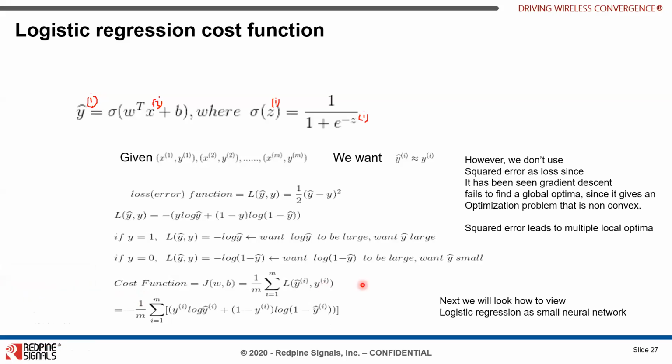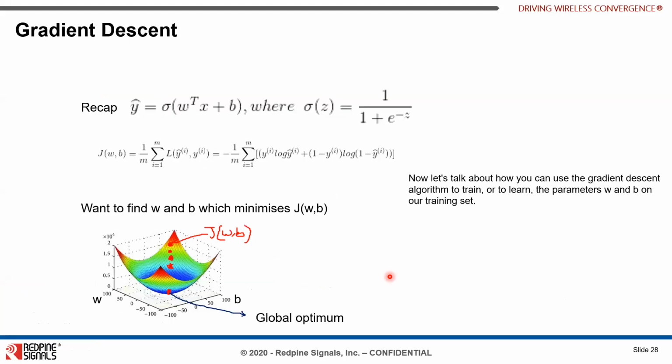Yeah. So next we will look at how to view logistic regression as a small neural network. Then we'll start from gradient descent. Basically this gradient descent is used by the backpropagation algorithm to update the weights, and we will see how we need to compute the derivatives to compute the gradient descent in the backpropagation algorithm as an optimizer. And then we will see the step-by-step methodology of how we compute the gradient descent.